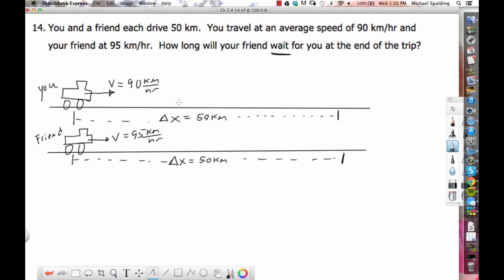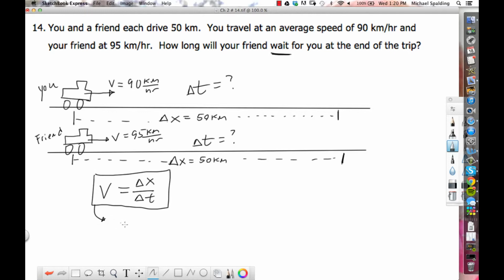I think the easiest way to solve this is to figure out the time it would take you to do this journey, and then the time it would take your friend to do this journey. So what's the equation that we're going to use to solve for time? We're going to use the definition of velocity. Velocity is displacement over time. I'm going to put delta here. So doing the algebra, just rearranging this equation, what would time be equal to? Delta x over v, right?